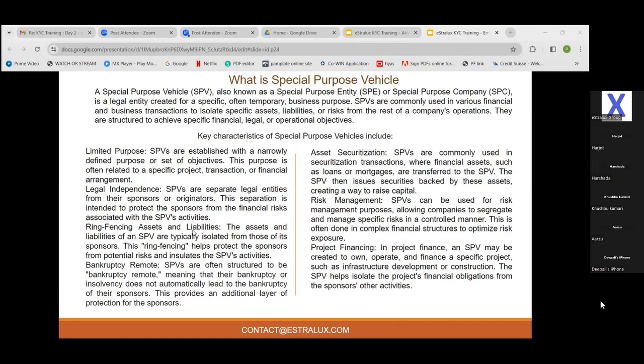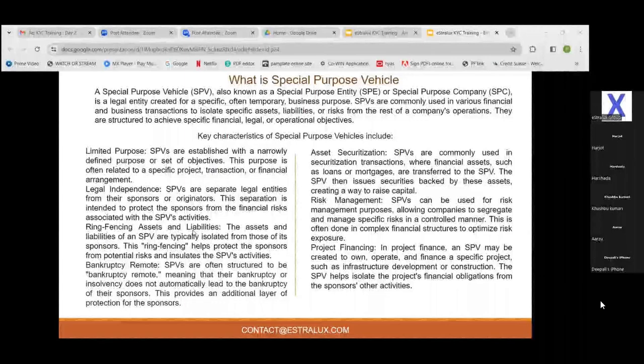Then legal independence. SPVs, though they are part of the main company, have a very separate legal entity from the sponsors or originators, who form them. It is an entity. You wouldn't say, okay, this is part of ABC so it wouldn't have anything. It does have its own separate legal identity and deals in its own name.